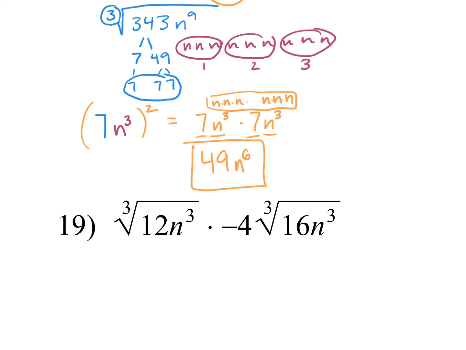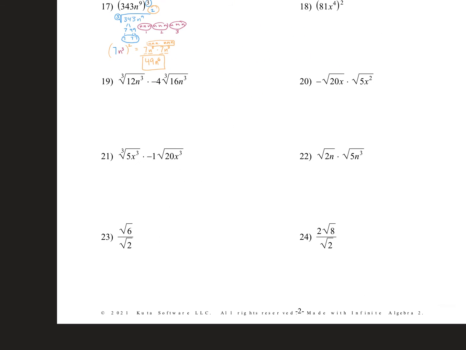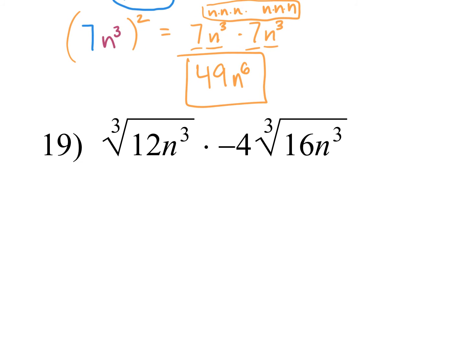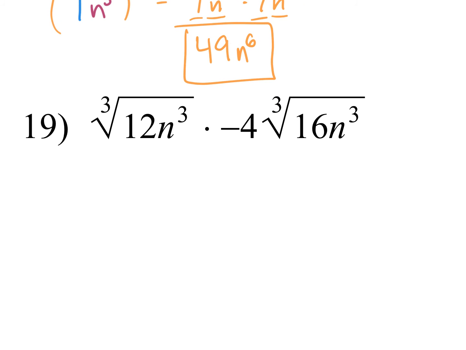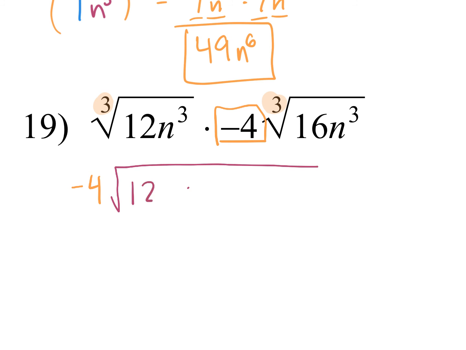All right, let's do 19 together also, since we're multiplying here and it's a little bit different. Do we have the same index? Can we combine these together? Yep. Since our index is 3, we can put them all under one radical. So that -4, whatever's on the outside, stays on the outside. Everything else is going to go under our radical. So we have 12 times n cubed times 16 times n cubed.